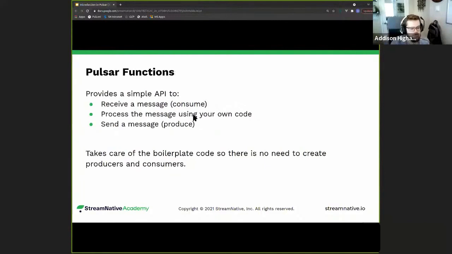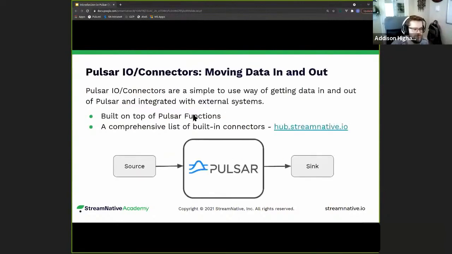So talking a bit more about Pulsar Functions, it's a simple API to receive, process, and send a message. So it really allows developers to focus on the business logic. They don't need to create the boilerplate of producers and consumers. Additionally, that code gets uploaded into Pulsar and managed for developers. They don't need to deploy a separate application. They can just write a function and produce data.